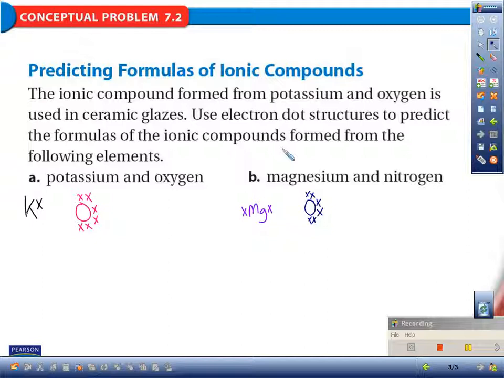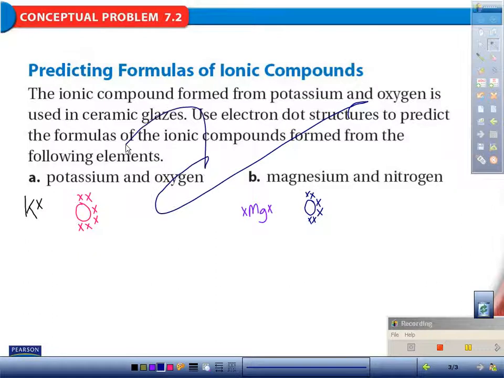Alright, so potassium is group 1, oxygen... Whoa, what's going on? Stop doing that. Dang.